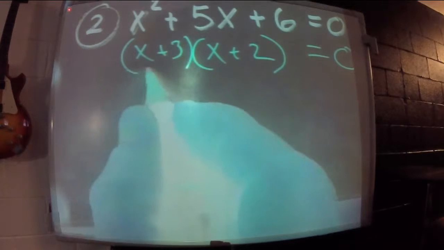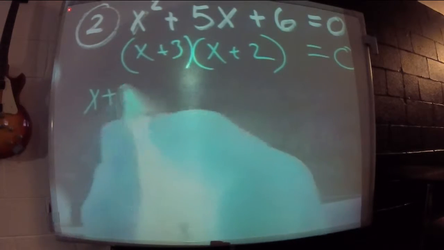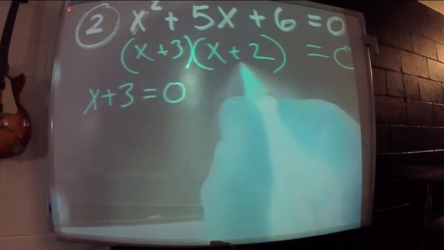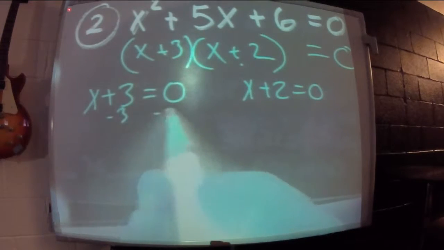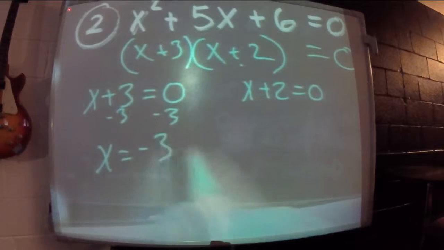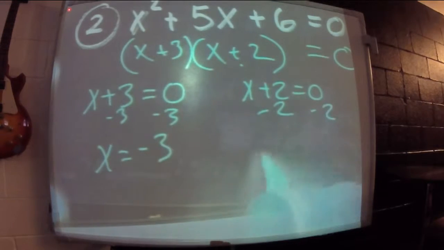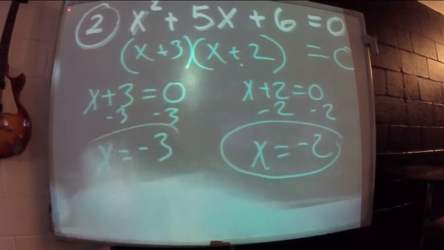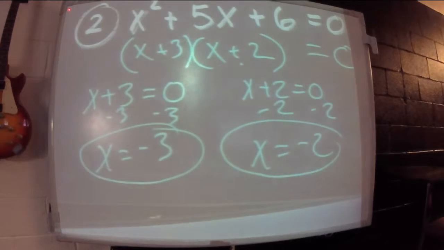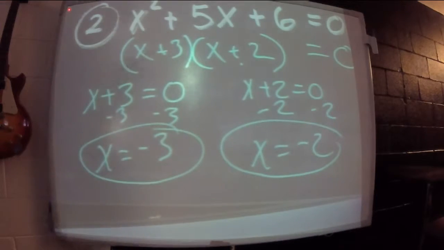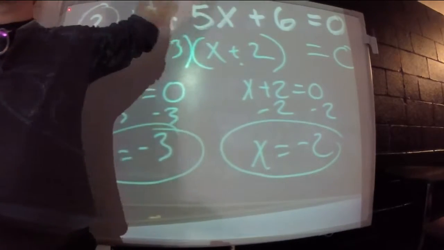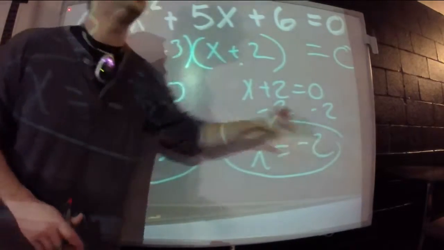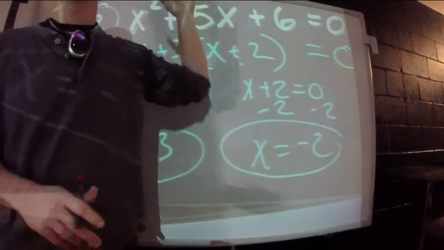Remember, x plus 3, you set that equal to 0. I'll go ahead and do it this time. And then x plus 2, set that equal to 0. This ends up giving you x equals negative 3 and x equals negative 2. So there's your two answers. The reason that you get two answers, by the way, is because if you took negative 3 and put it into these x's, the left side would be 0. If you took negative 2 and put it into these x's, the left side would be 0.